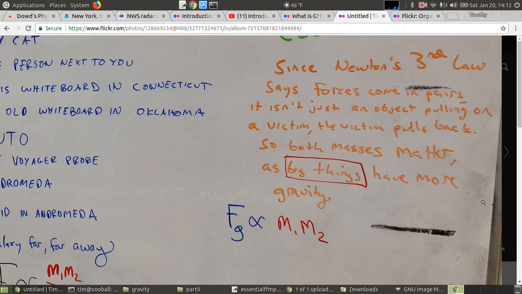Just a quick point about why both m1 and m2 are important. We know from Newton's third law it's not accurate to say the Earth is pulling on you. You're also pulling on the Earth. You can't have one without the other. So the law of gravitation is an interaction between two masses, and they're both important.